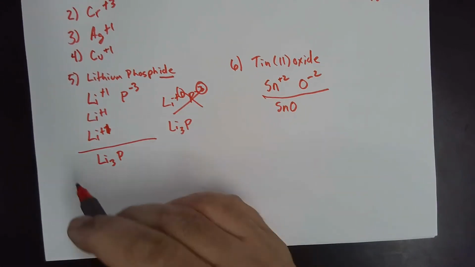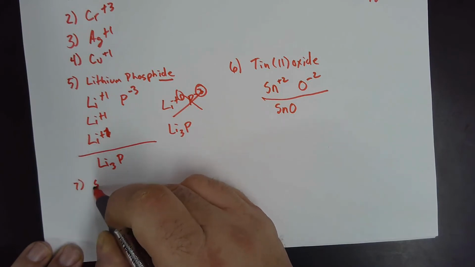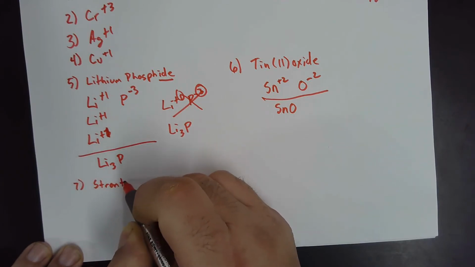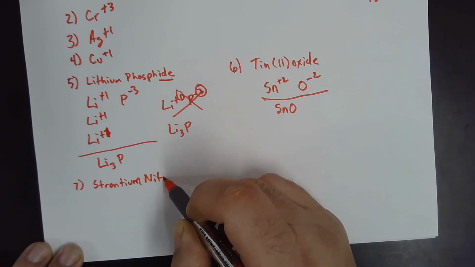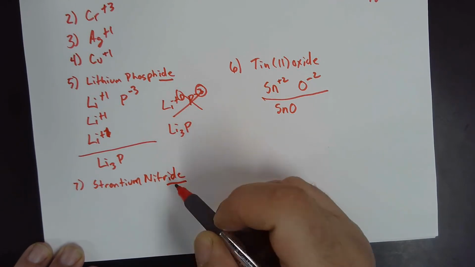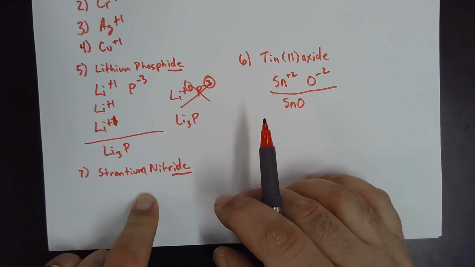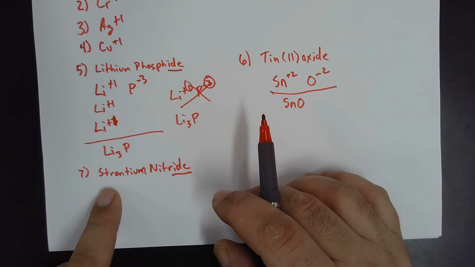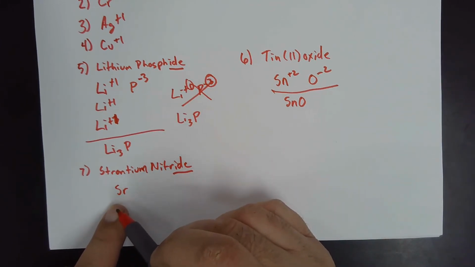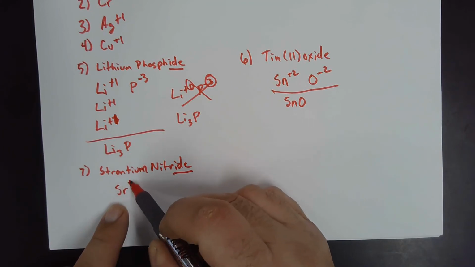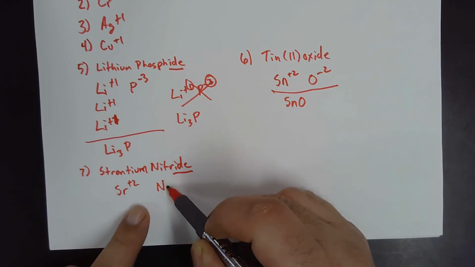Number 7 was strontium nitride. So it ends in -ide, is that going to be a polyatomic ion or an element? That comes from an element. Strontium is in group 2A. What charge will it make? +2. Nitrogen.